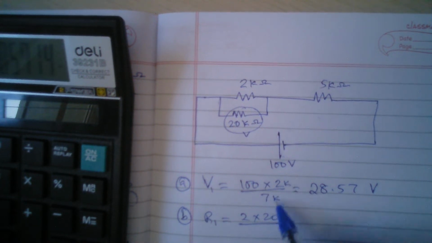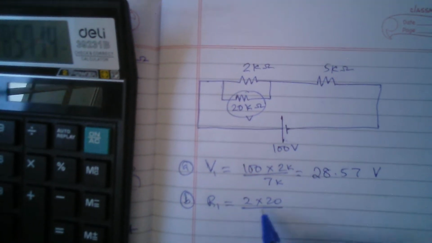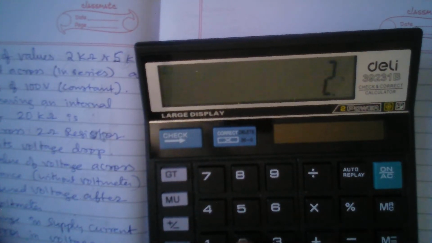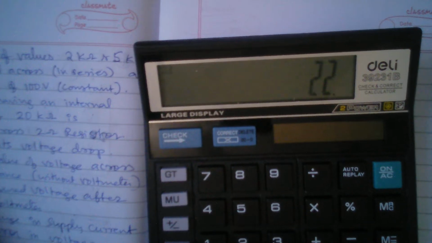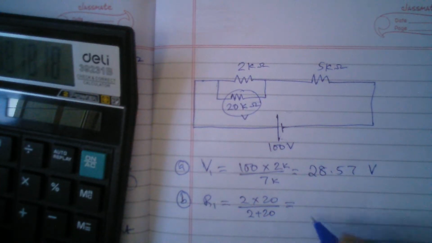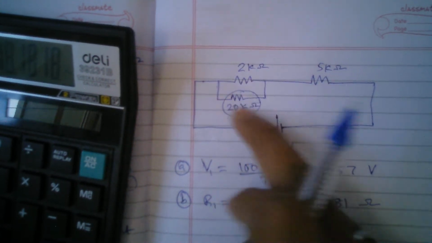Here it is 2 kilo into 20 kilo divided by 2 plus 20. This is also in kilo, so it will get cancelled. So I get 2 into 20 divided by 22, which is 1.8181 kilo ohms. This is the effective resistance here.